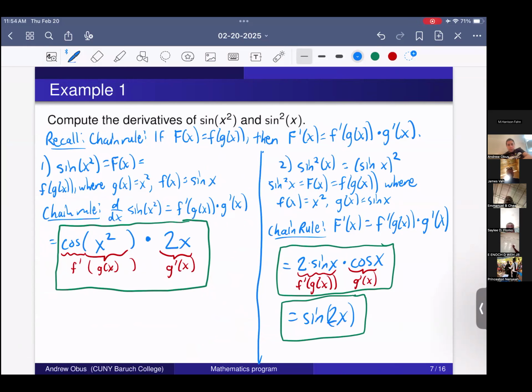Okay. Are there other questions about these two examples?